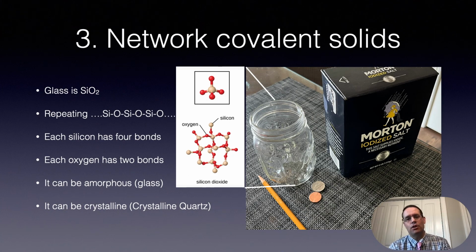Network covalent solids. Here in this picture, I have the glass jar. Silica, or SiO2, is glass, and it has repeating SiO units. And each silicon has 4 bonds in this little ball stick drawing. Each oxygen has 2 bonds. It can be amorphous, like if we're talking about window glass or just an ordinary glass cup. Or it can be crystalline if we're talking about quartz, those beautiful quartz crystals you see sometimes in the rock shops, okay?